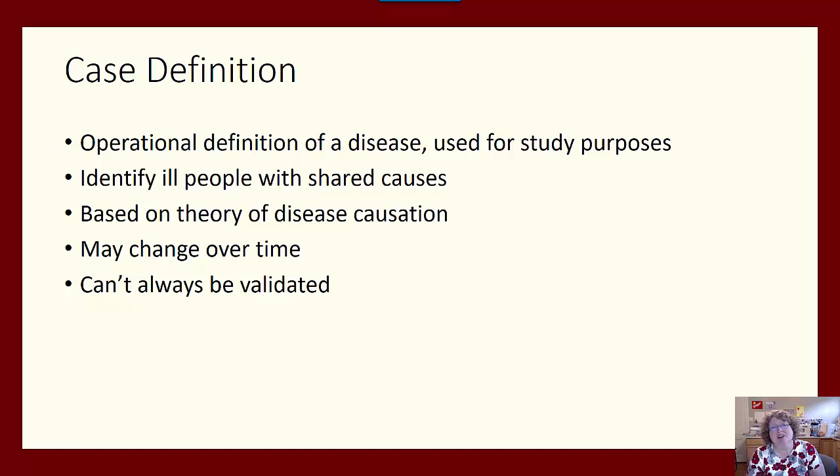And this helps to identify people with shared causes. So we know that people who had this illness had these causes in common. And so we're trying to identify and divide who has those and who doesn't. All of this is based on the theory of disease causation. So we know that in order to have a disease, you have to have been exposed to the causes, or been to something with the causes.